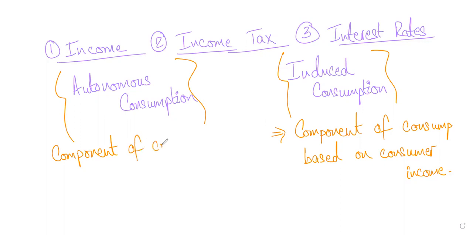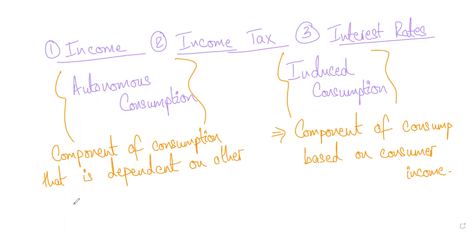Component of consumption that is dependent on other factors apart from income. How many of you are absolutely clear on this? Apart from income. So these are the two major categories within consumption. Okay, now moving on. Very good.